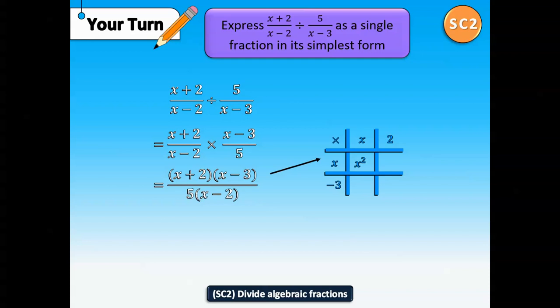x times x is x squared. x times 2 is 2x. x times minus 3 is minus 3x. And minus 3 times 2 is minus 6. We then add all the terms together, so we simplify it. And on the bottom, we do 5 times x minus 2, which is 5x minus 10. So that's our answer.